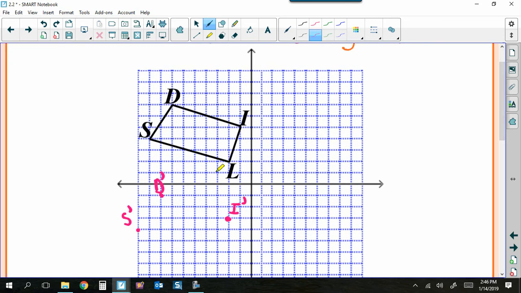1 to the left, and then 1, 2, 3, 4, 5, 6, 7, 8. So right there is going to be our L prime. As I do this, you can see that if I slide this whole thing, 2, 3, 4, 5, 6, 7, 8. Did I count wrong? 1, 2, 3, 4, 5, 6, 7, 8.